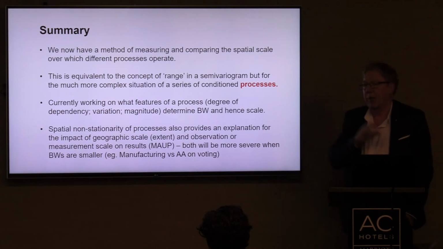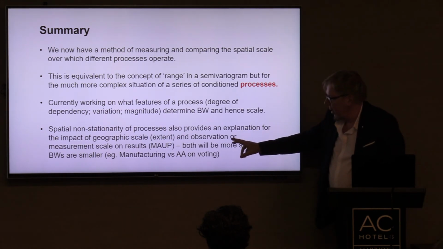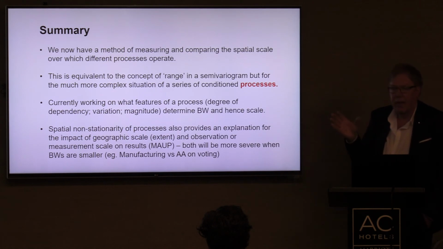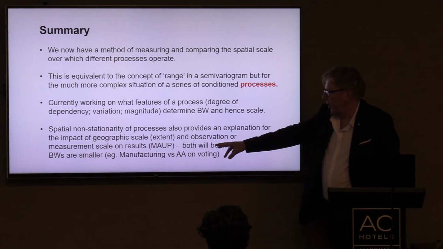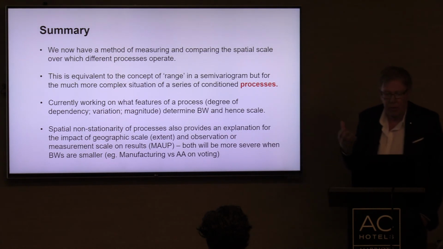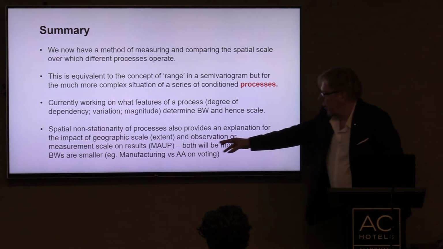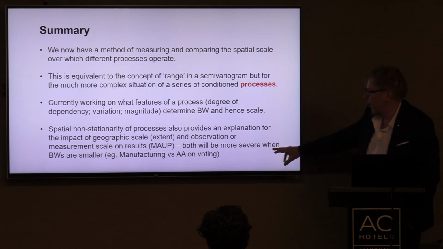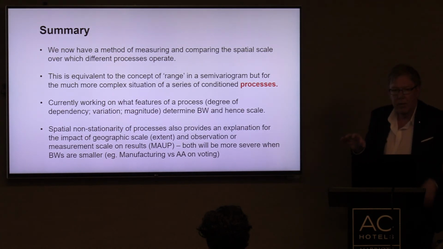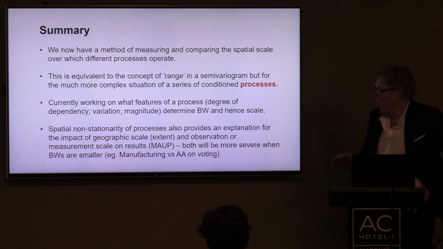It might not be the explanation. It's an explanation for the impact of geographic scale, extent, on an observation or measurement scale on results, which is the modifiable areal unit problem, on our results. Both will be more severe when the optimal bandwidths for those conditioned variables are smaller.